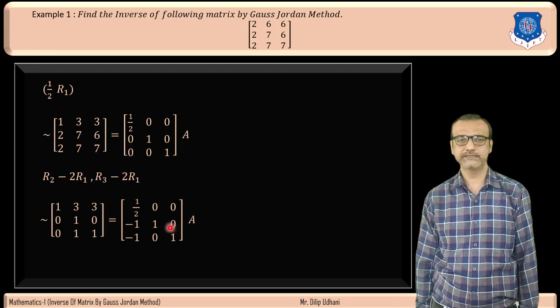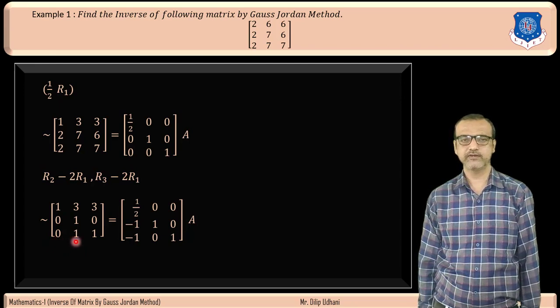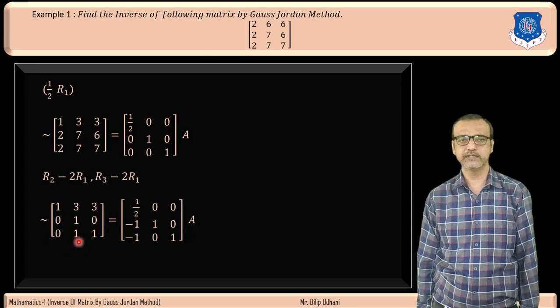Now we will apply the operation R3 minus 2R1. It means we will subtract 2 times R1 from R3. So 2 minus 1 into 2, so that is 2 minus 2, so the result is 0. Then after 7 minus 3 into 2, that is 7 minus 6 and the result is 1. Then after 7 minus 3 into 2, so that is 7 minus 6 and the result is 1.